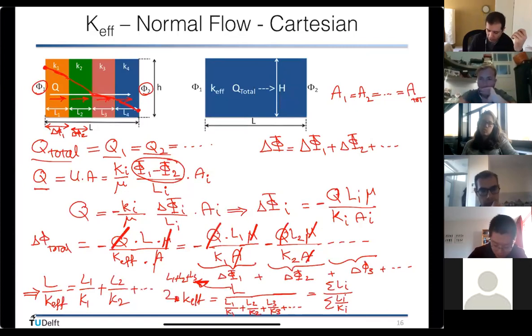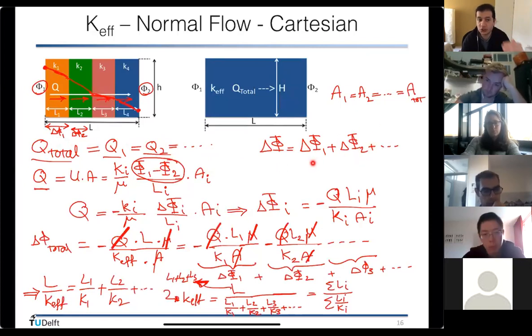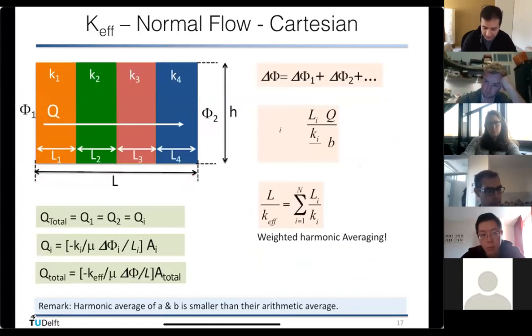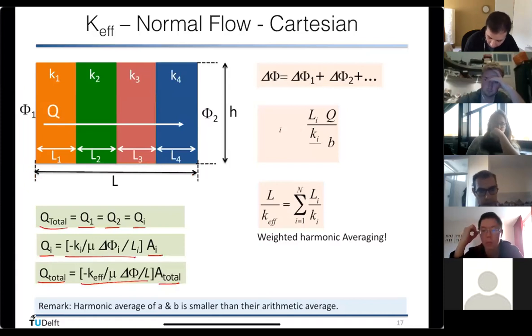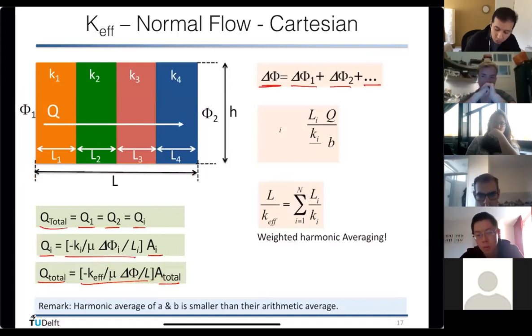I have a question now for you. This is what we just did. We have found that based on equal flow rates in all sections, and knowing that the total potential drop will be the summation of individual drops in each layer, we can come up with the effective permeability to be the harmonic average, or weighted harmonic average to be precise. Since it's being recorded, I also show you the typed-in version. Q total is Q1, Q2, in every cross section Qi. Each Q is velocity times cross-section area. Total is the same formula with total cross-section area, effective permeability and capital L. The potential drop across each sample will be summed to give us the total potential drop.